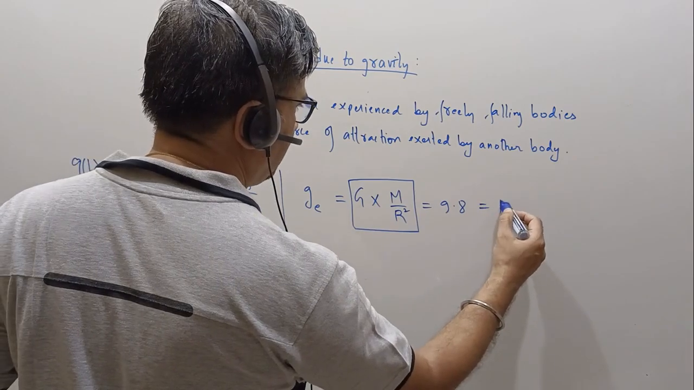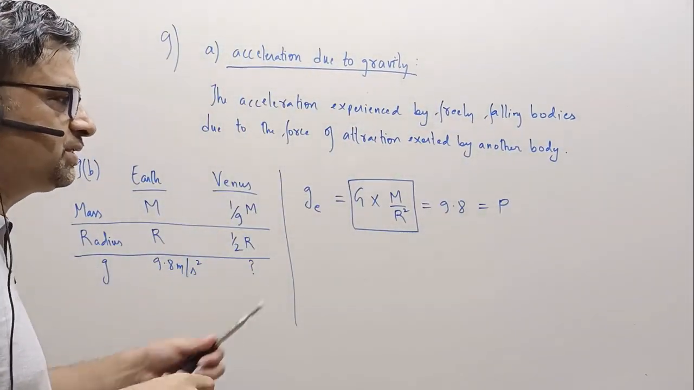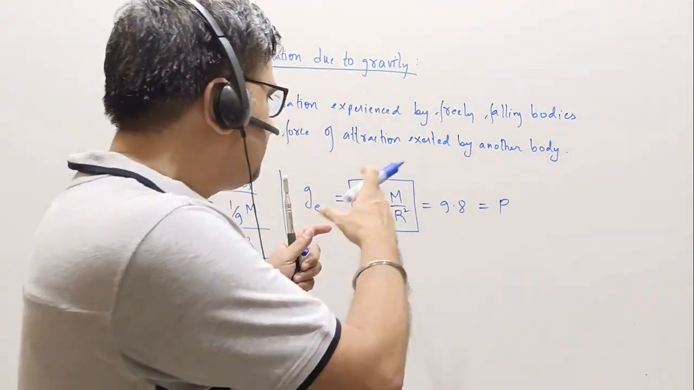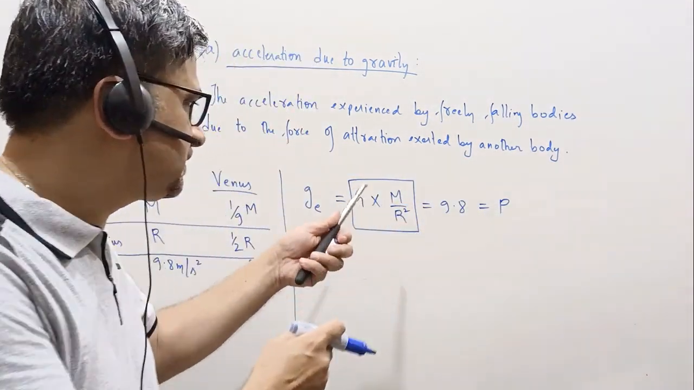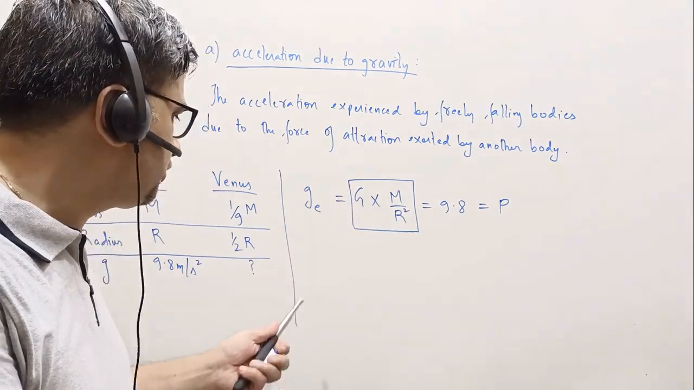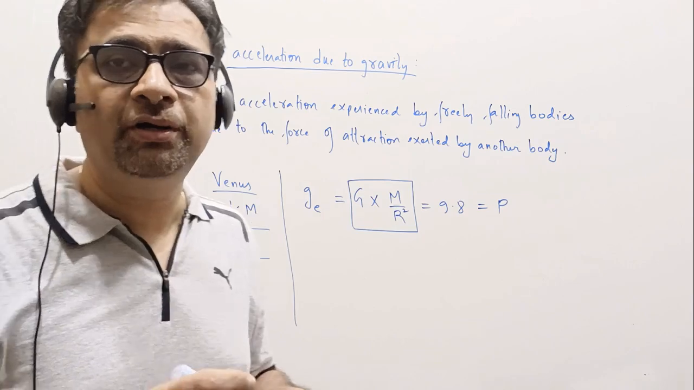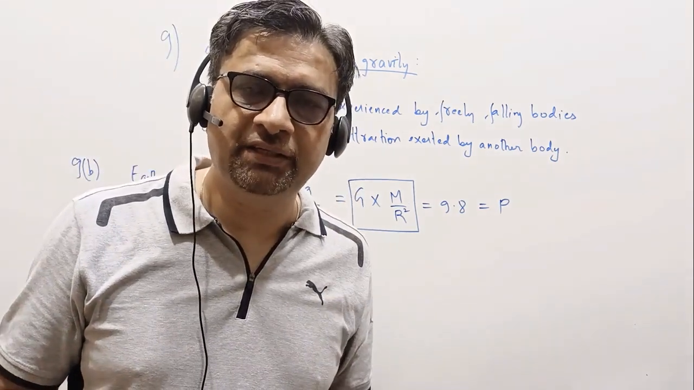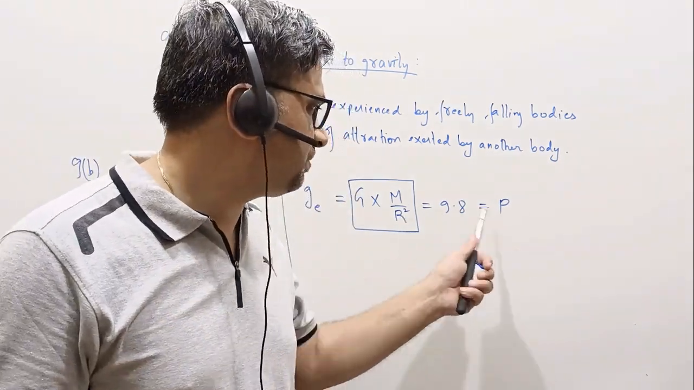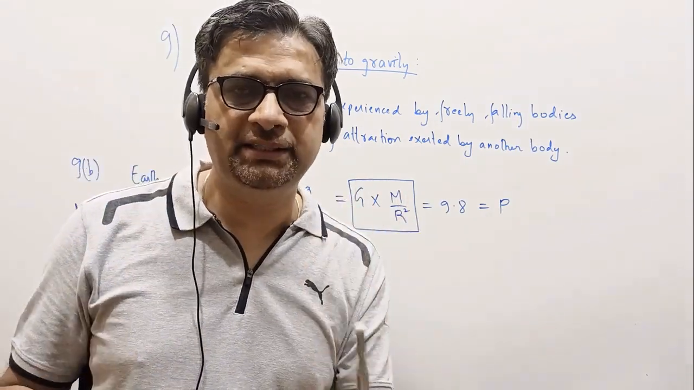As I stated in one of the earlier questions, instead of writing so many factors, this particular factor is going to show in the calculation for the acceleration due to gravity on Venus as well. So let us just take this as p. It will be clear shortly why I am taking this value as p.